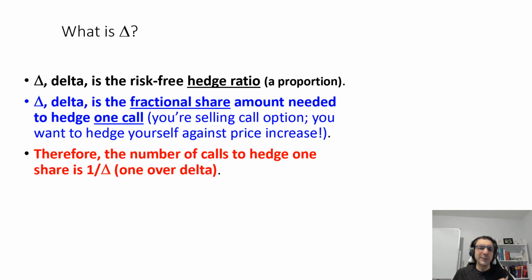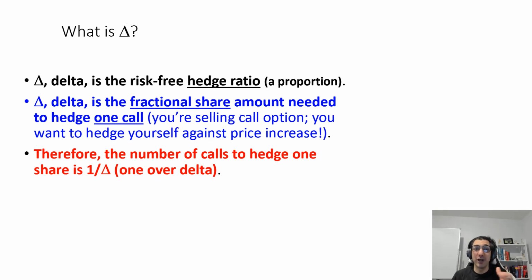Before wrapping up this session, let me talk a little bit more about delta. We already talked about the delta, and we noticed that it's a portion of the stock which you're adding to your portfolio. But actually, delta is more than that. Delta is the risk-free hedge ratio which you are using in your portfolio. More specifically, that's a fractional share amount which is needed to hedge one call option. And remember that you are selling a call option, so you just want to hedge yourself against any increase in the price. That's why it's important to you what portion of the share you have to add to your portfolio, because we know that it's not just one stock.